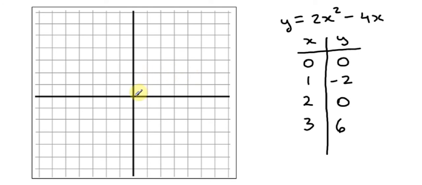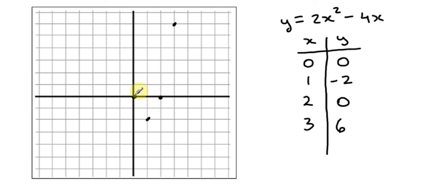So what does the graph look like? Well, we have 0, 0. We have 1, negative 2. Then we have 2, 0. And then we have 3, 6. So 2, 4, 6. Quite a ways up there.